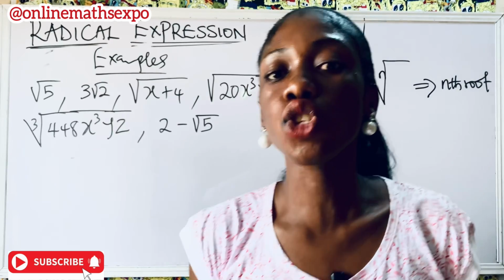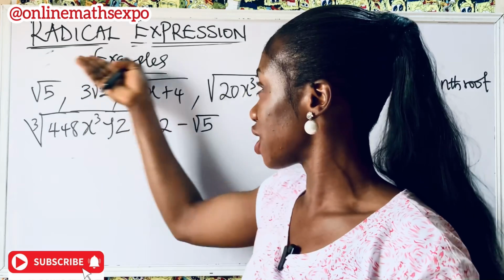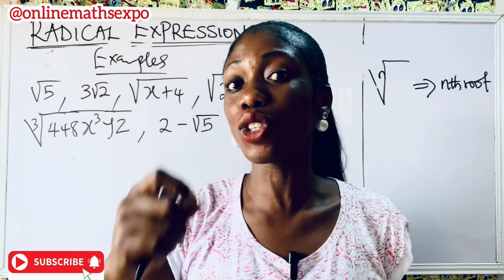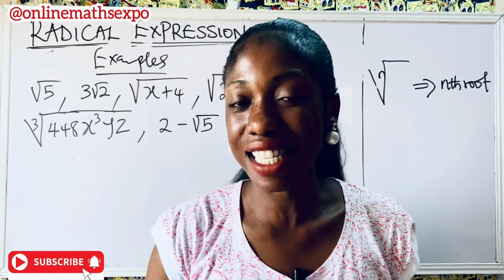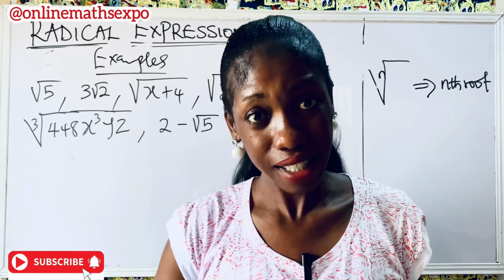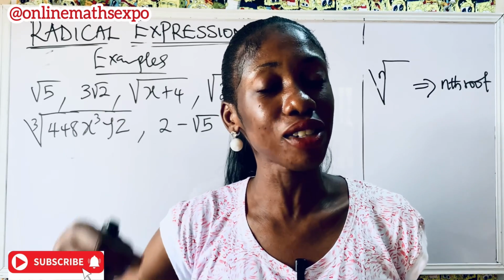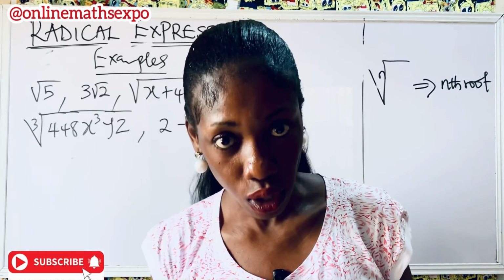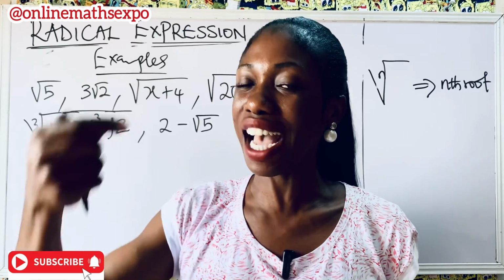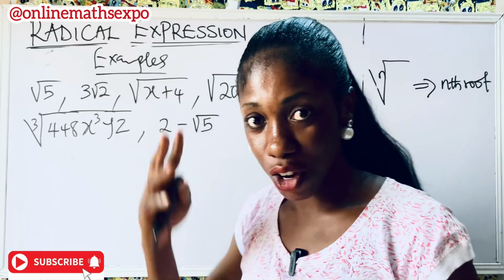Remember, surd is also an integral part of radical expression. Surds are those radicals whose square root is not what? Rational. They are irrational roots. So when you talk about surd, you're talking about irrational roots. And know that is also an integral part of radical expression. I hope that is clear.